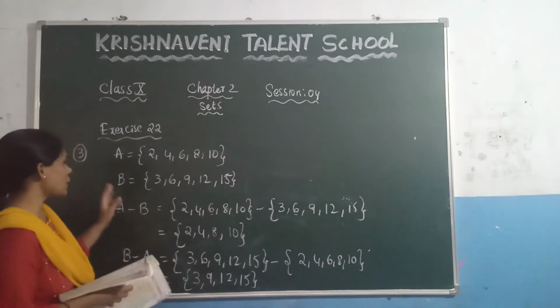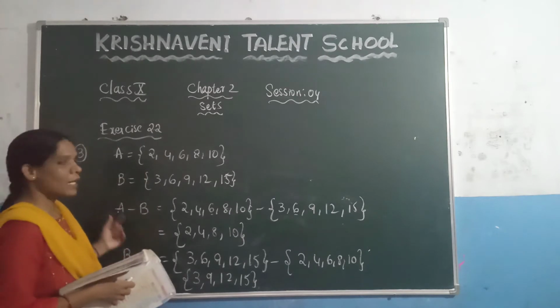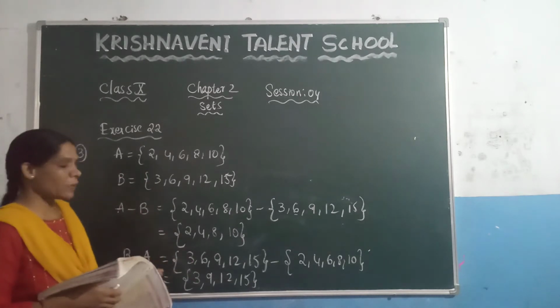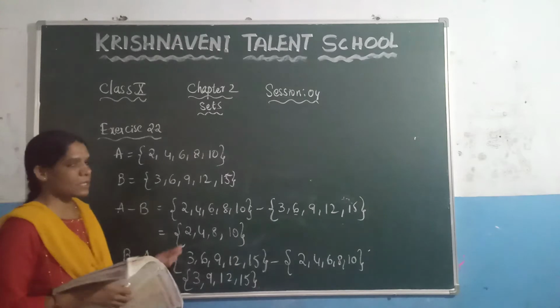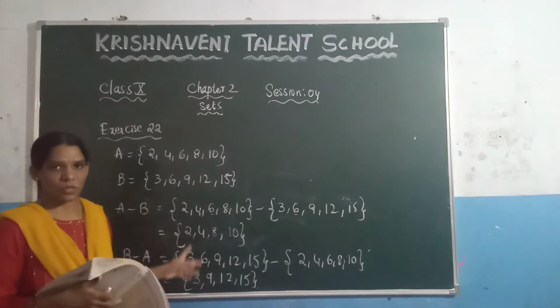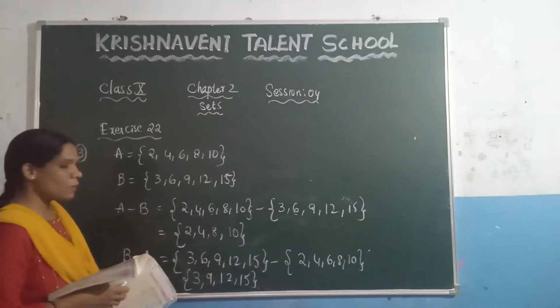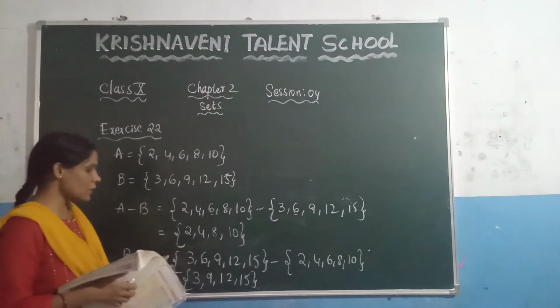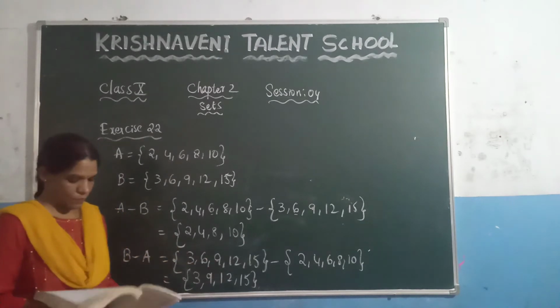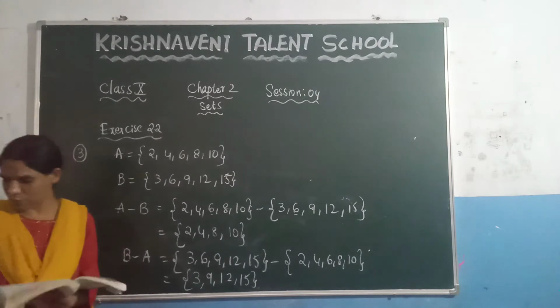Now in the question, they have given two sets and they asked to find A minus B and B minus A. A minus B is nothing but you need to write the elements that are present only in A, not in B. B minus A is nothing but you need to write the elements that are present only in B, not in A. Now see the fourth question.